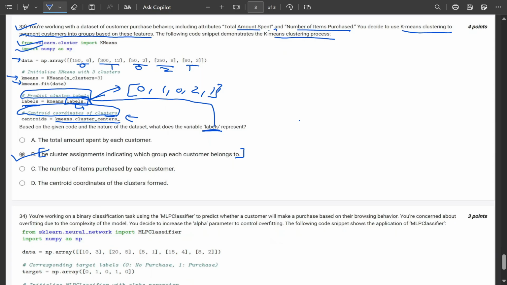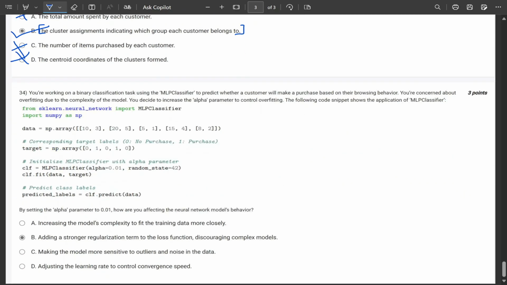So total amount spent by each customer, that's totally wrong. The number of items purchased by each customer, that's totally wrong, because this is a clustering problem, earlier was our regression problem. And the centroid coordinates of the cluster, so it is not asking about the cluster center, it is asking about the labels. So that's why centroid coordinates will not be the answer, right?